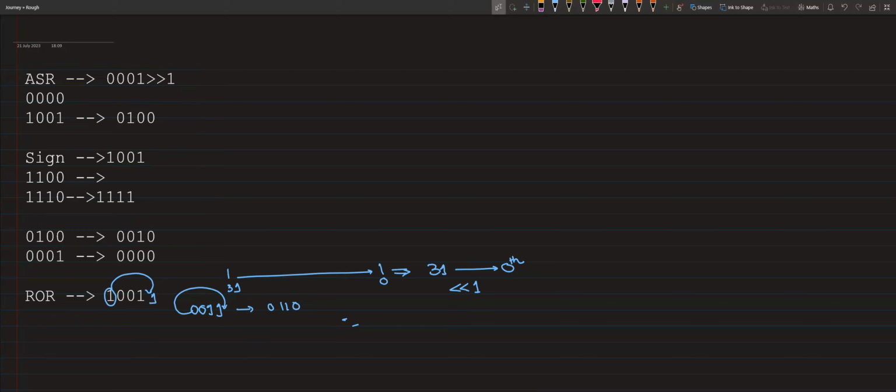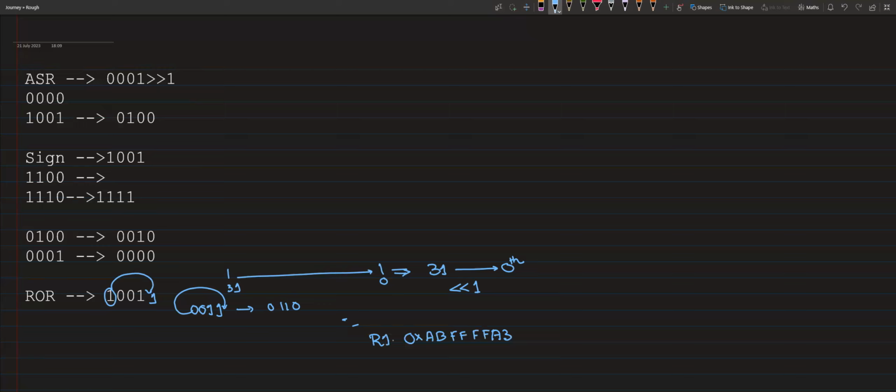Okay. So let's take one example with rotate right and ASR. For example, if I have some bits like 0xABFFFF16A3. Okay, this is the value in R1.